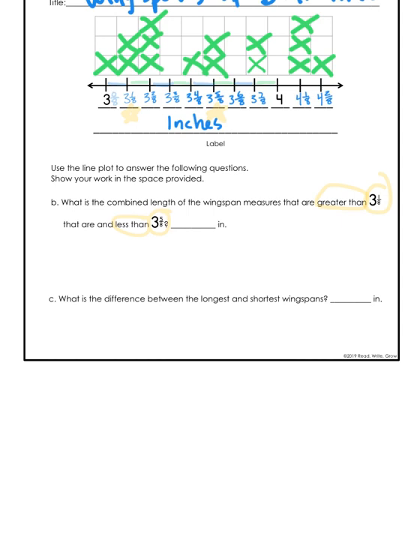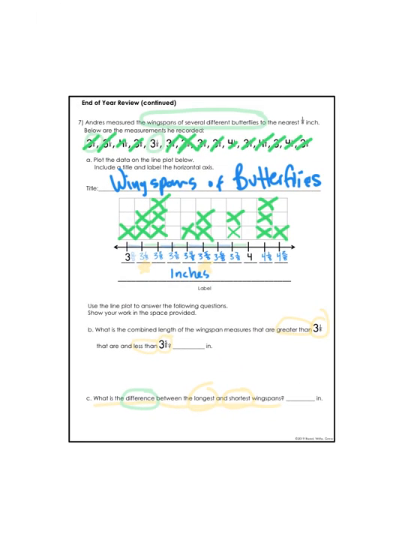And then number 7C asks us, what is the difference between the longest and shortest wingspan? When you see the word difference, that tells us to subtract. So you would find the measurement on the number line that has an X over it that is the longest, and you would find the number on the number line that has an X that is the smallest. And then you subtract the two. And that's how you'd go about solving these problems on this page for problem 7A, B, and C. Okay, try these out, and we are going to talk again for problems 8 and beyond.